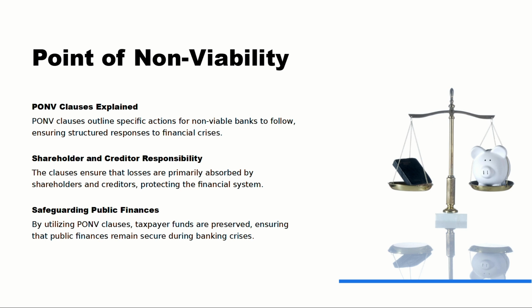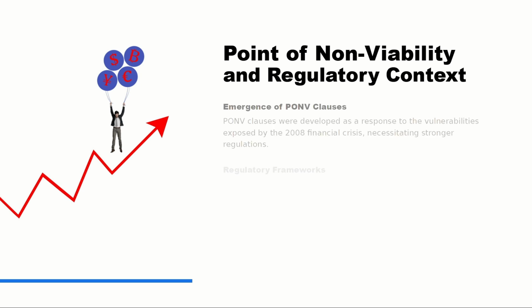Point of non-viability clauses outline specific actions for non-viable banks to follow, ensuring structured responses to financial crisis. Shareholder and creditor responsibility. The clauses ensure that losses are primarily absorbed by shareholders and creditors, protecting the financial system. Safeguarding public finances. By utilizing PONV clauses, taxpayer funds are preserved, ensuring that public finances remain secure during banking crisis.